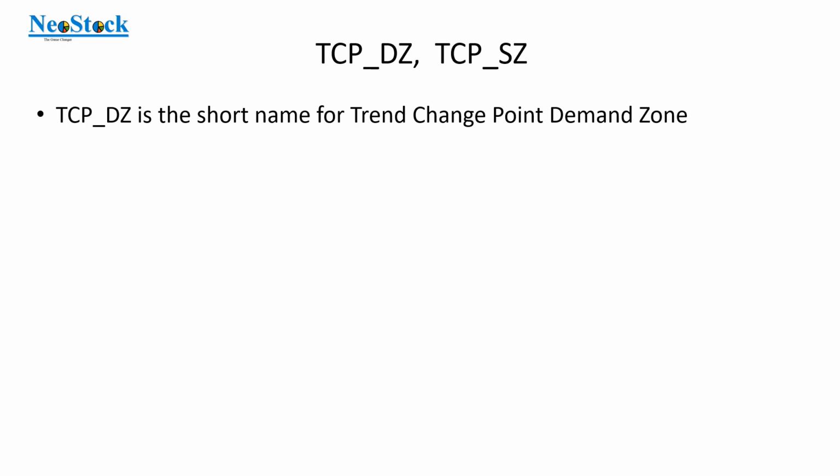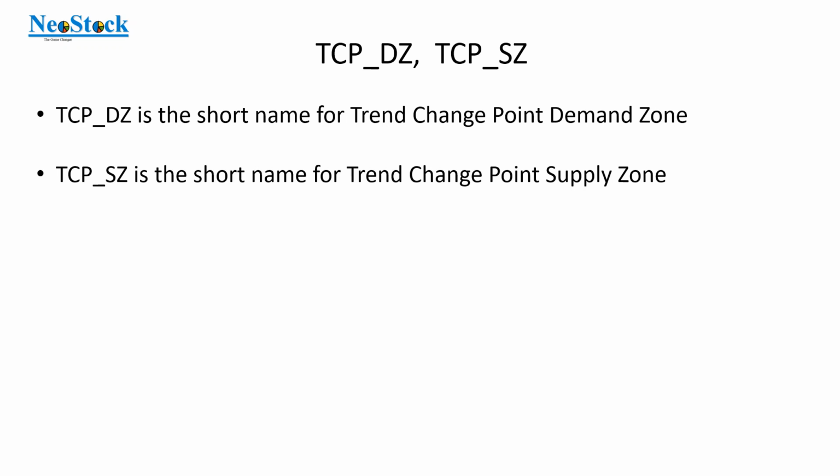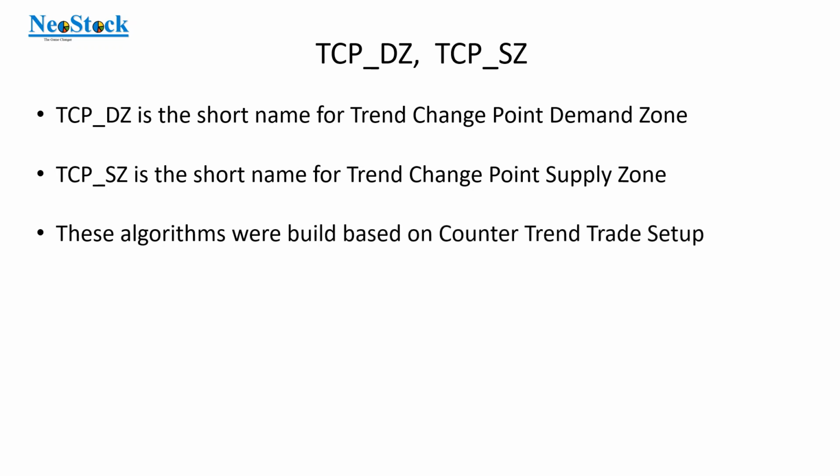And the next one is TCP_DZ and TCP_SZ. TCP_DZ is the short name for trend change point demand zone. TCP_SZ is the short name for trend change point supply zone. These algorithms were built based on the counter trend trade setup. You may ask, can we manually identify these zones? Yes, it is possible. You need to learn the concepts related to the counter trend trade setup. Once you learn, you will be able to understand.